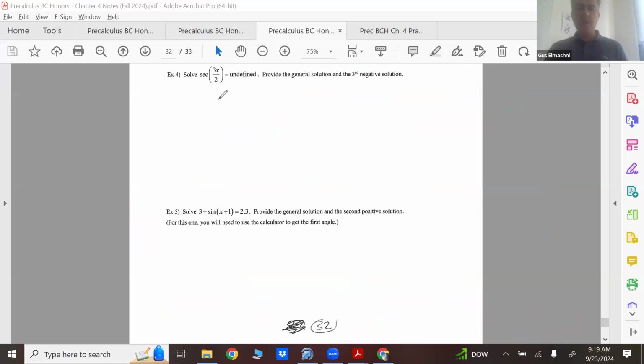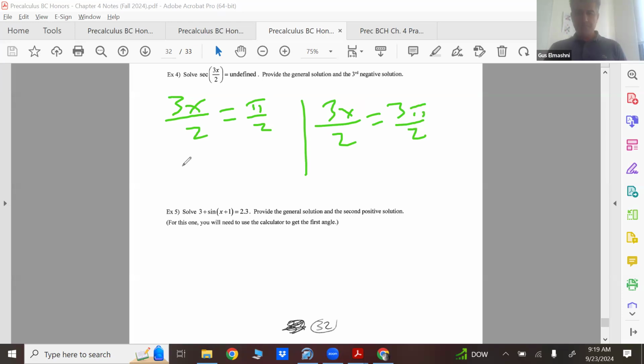Okay, find where this is undefined. Well, let's see, that would be undefined at... what angle is secant undefined, guys? At pi over 2 and 3 pi over 2. So that's going to be at pi over 3. And pi. Yeah. And this is a little bit messed up because it's 3 halves. So you guys, pi over 3.